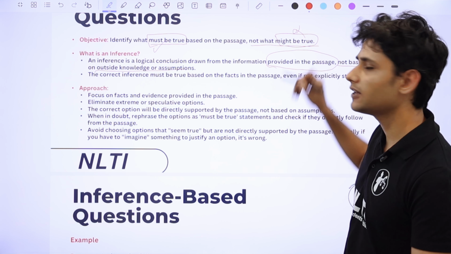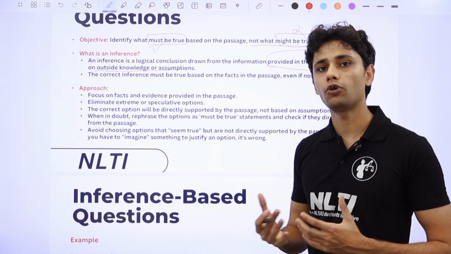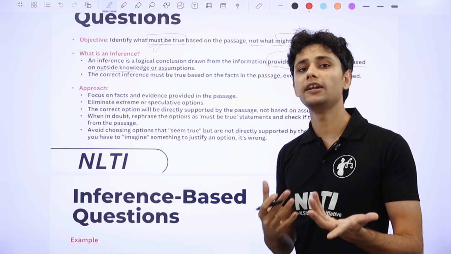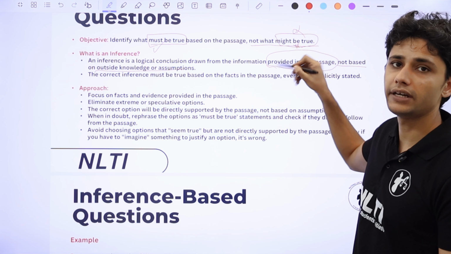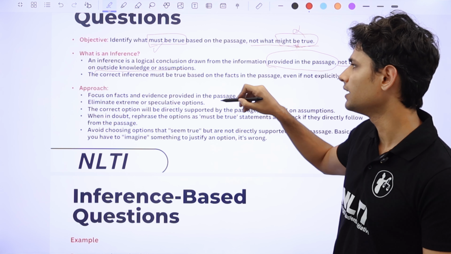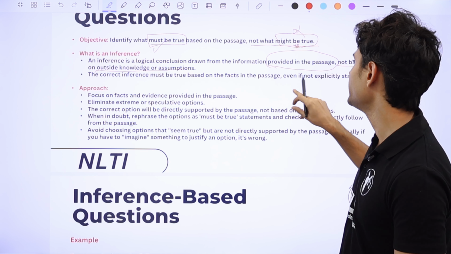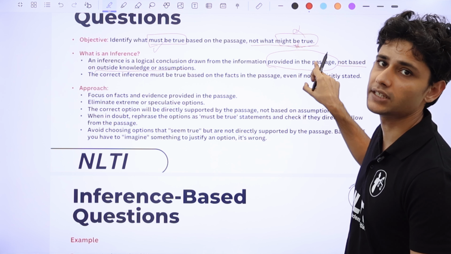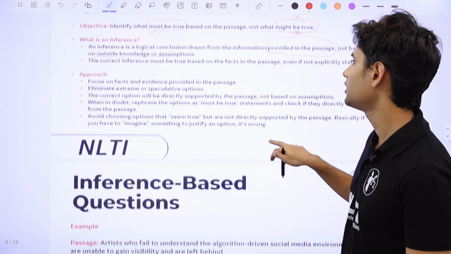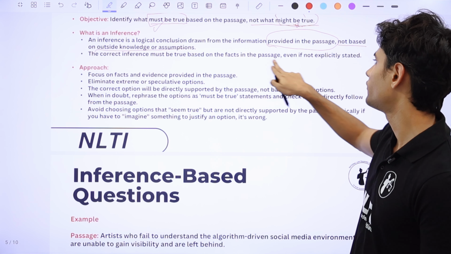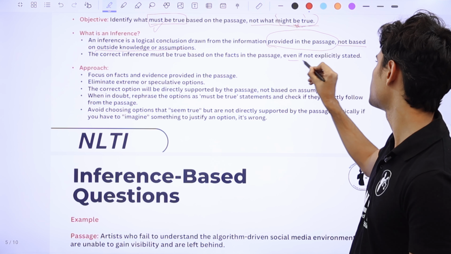That's why this line here is that what must be true and not what might be true. Because if you make an independent assessment of what could be a possible inference, then it falls in this territory and we can never take on that option as the right one. It has to be based on what is provided in the passage. Your inference has to be based on what's given in the passage. The correct inference must be true based on the facts in the passage, even if not explicitly stated.